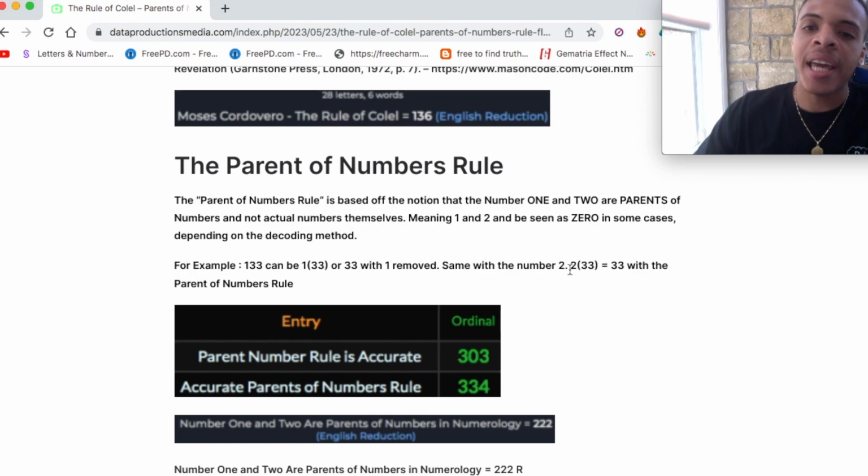All right. I don't usually use 2 too much. I don't use the number 2 a lot when it comes to the parent number rule, but it's possible, and it's a theory I have, and there's decodes that show why. Okay. And here's the decodes. Parent number rule is accurate, 303 ordinal, English ordinal. Accurate parents of number rule, 334 ordinal. So you see that right off the bat.